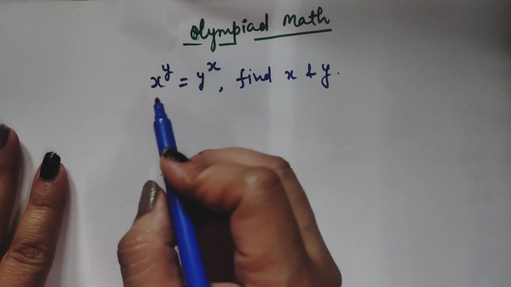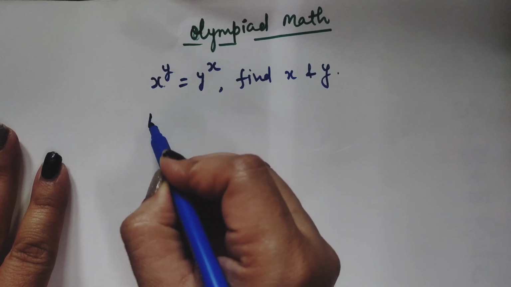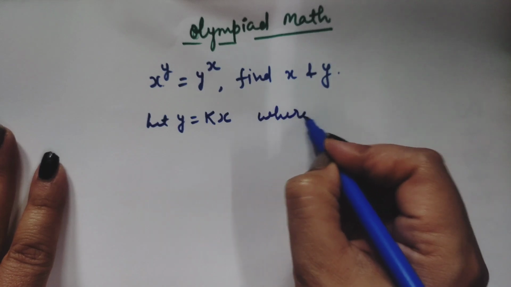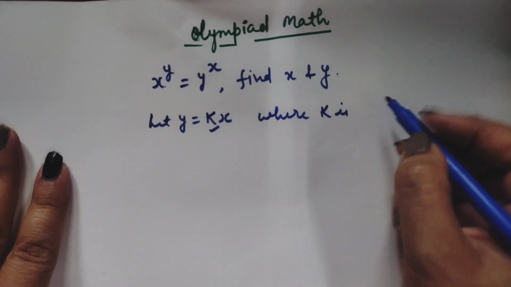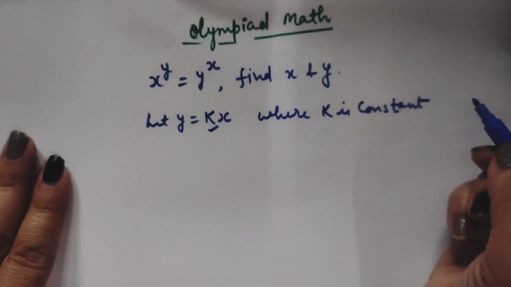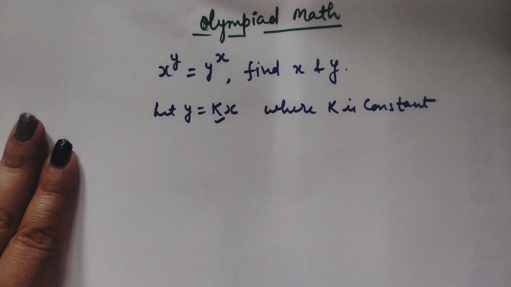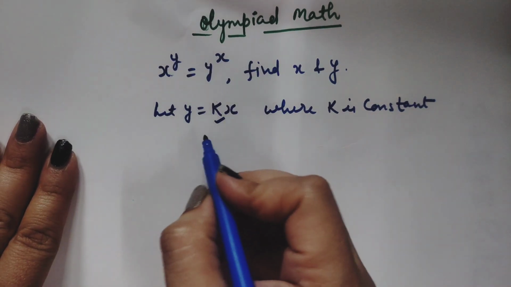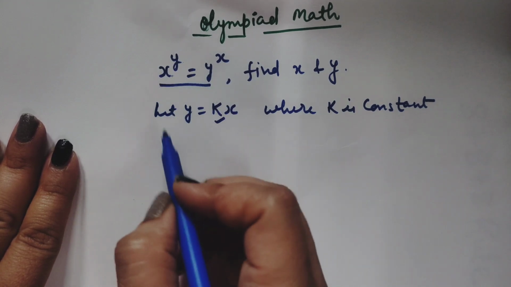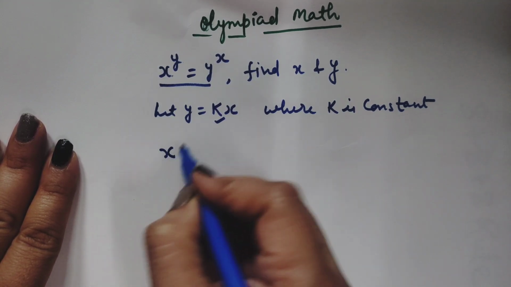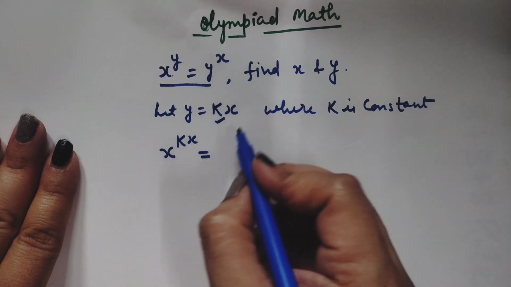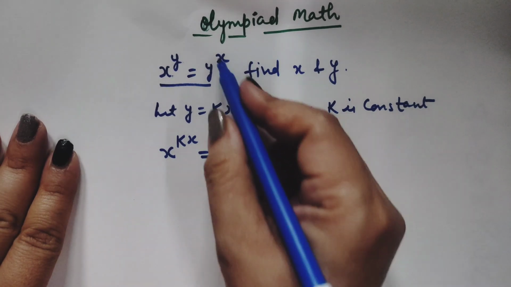For this question, let me assume y equals kx, where k is a constant. Then let's put the value of y in the given equation: x raised to the power kx equals (kx) whole power x.